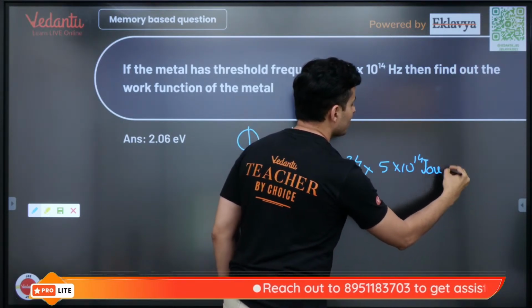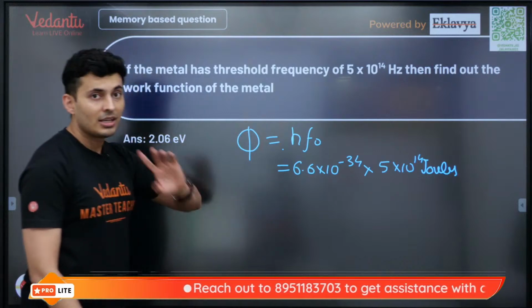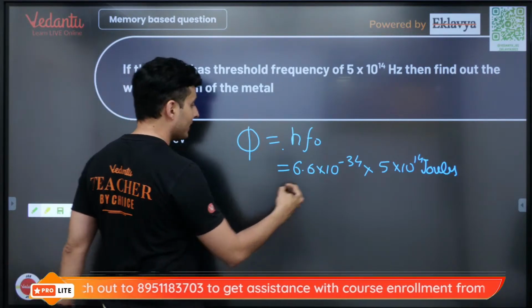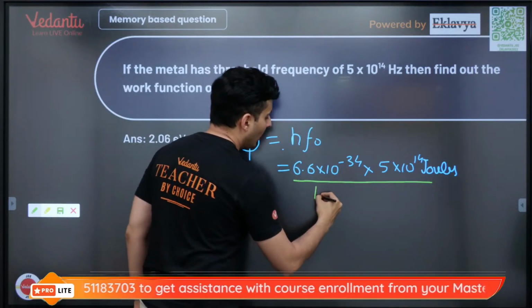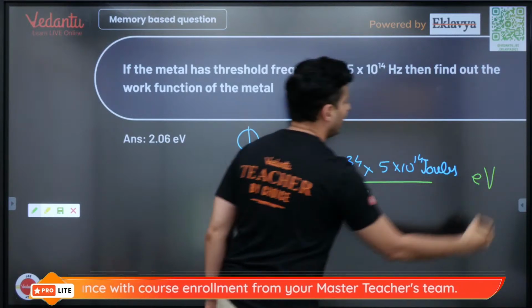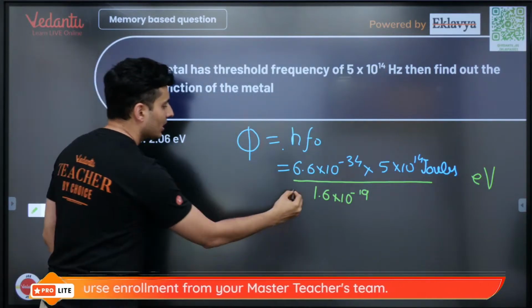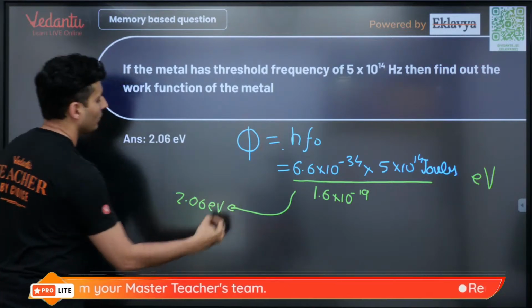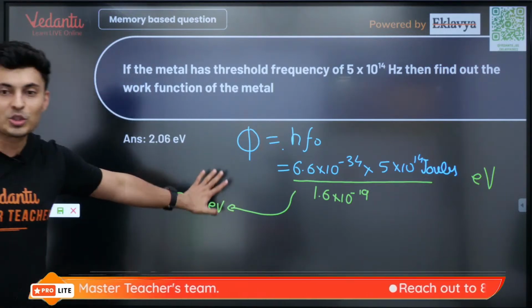Now whatever answer you get over here will be in joules. You do not want it in joules. If you want it in electron volt, what you need to do is divide this by 1.6 into 10 to the power minus 19, then the answer will be in electron volt. Now if you do the math, it will roughly come out to be 2.06 electron volt. That is the answer. This question was asked.